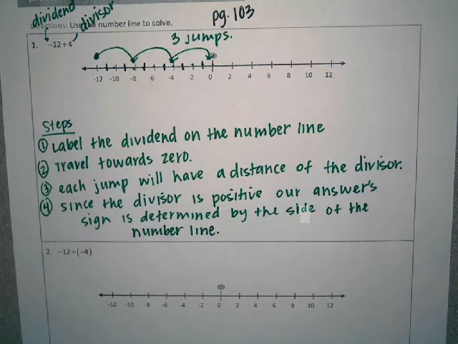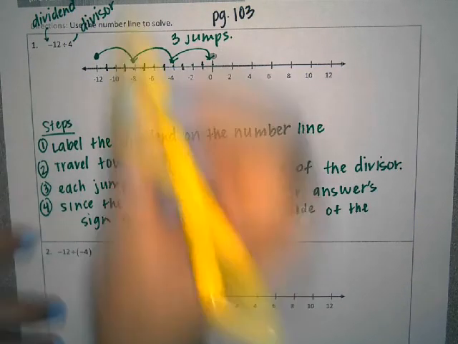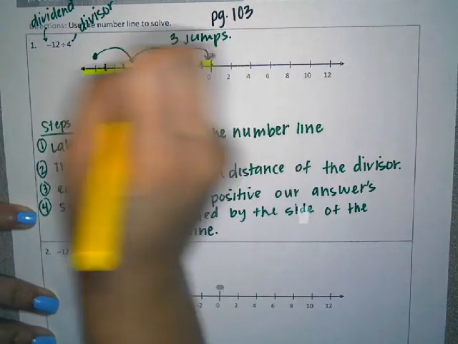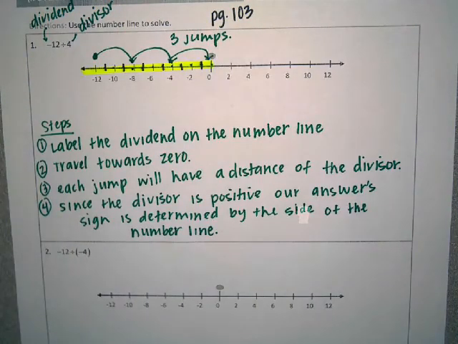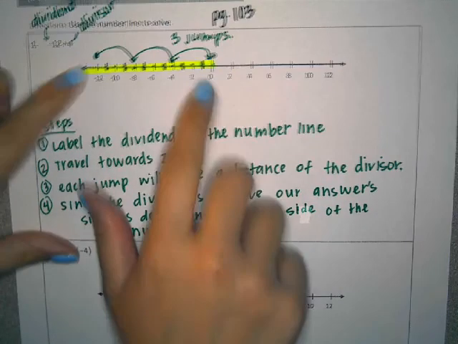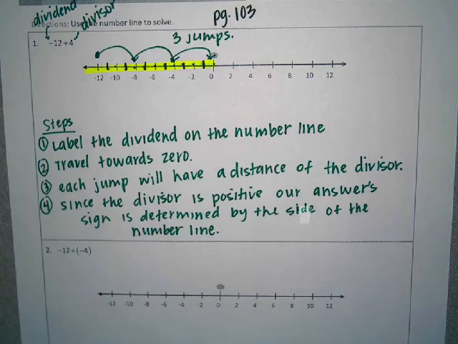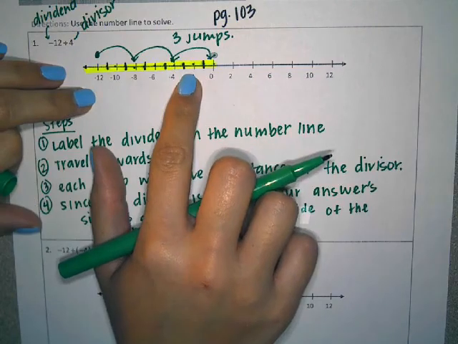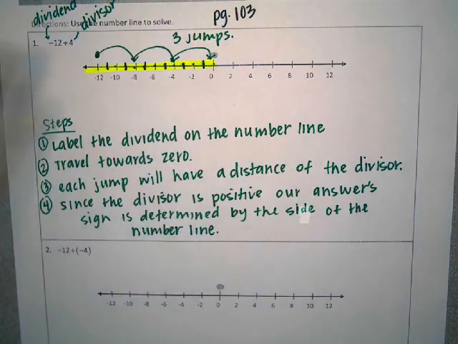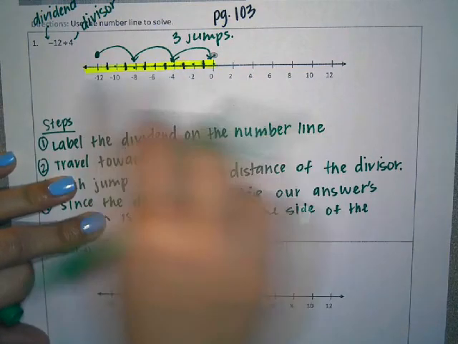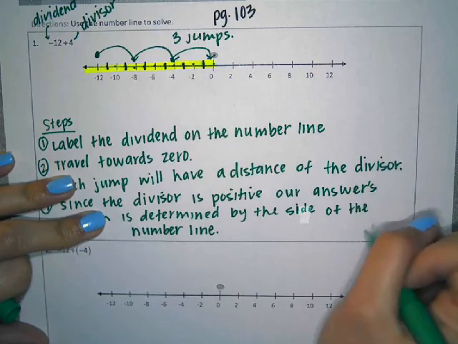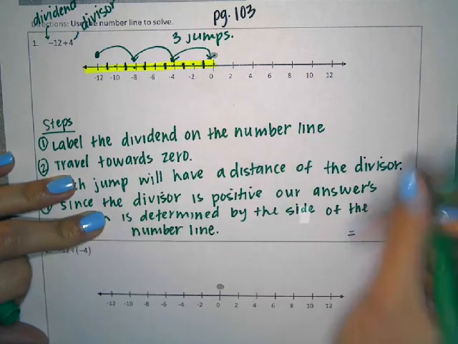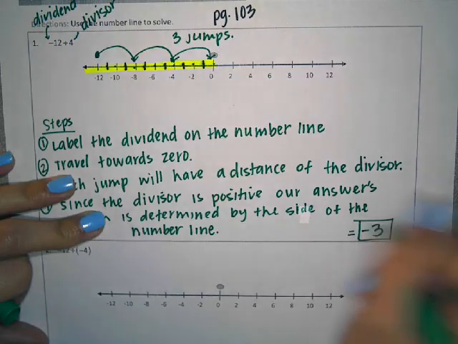Sorry about the lighting. So looking here, what side of the number line are we on? We're on the negative side of the number line. So since I'm on the negative side of the number line, my answer needs to be negative. And since the divisor is positive, that just means we're not changing it. So you're going to see an example where the divisor is negative, and that's going to change our answer. So because we're on the negative side of the number line, my answer is going to be a negative number of jumps. So -3 is my final answer.